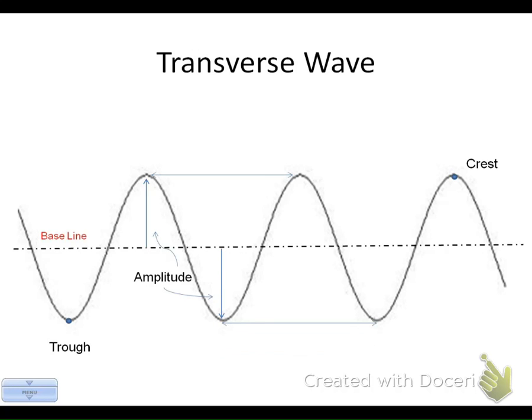And then of all of these, the most important property is the distance between two crests or two troughs, and we call that the wavelength. The wavelength is very, very important.